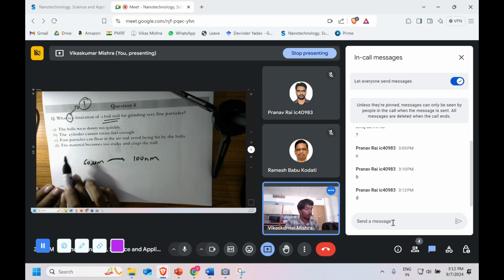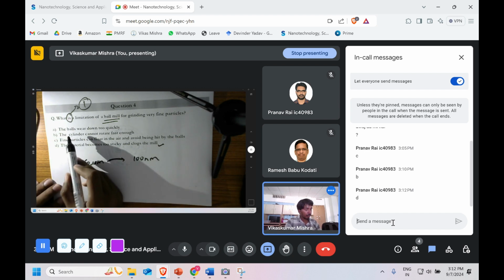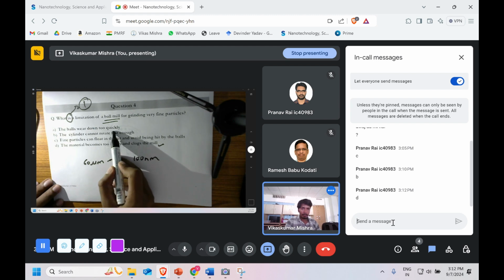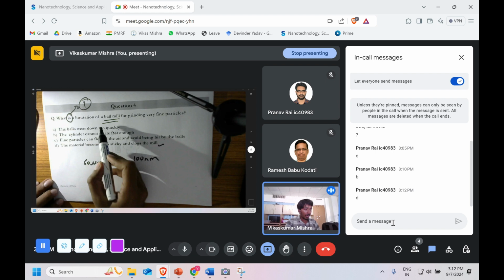Option D: the materials become too sticky and clog the mill. Okay, that can be one of the options, that they are agglomerating with each other. Right. Let's see the other options also. The balls wear down too quickly. We know that balls will wear down, but adding the word "too quickly" will be problematic.